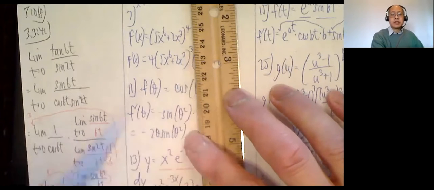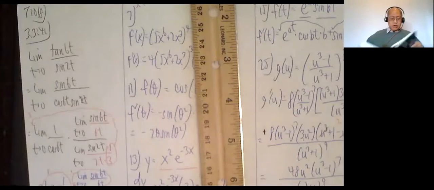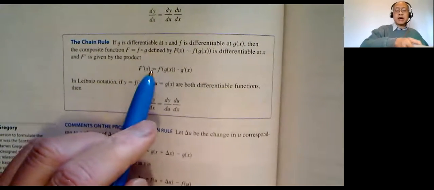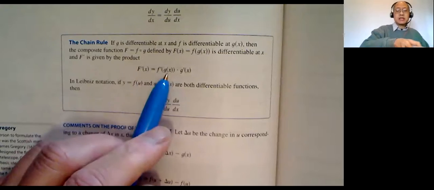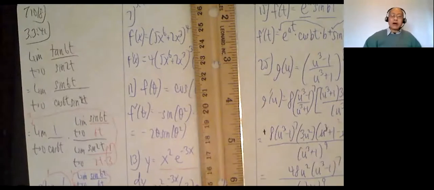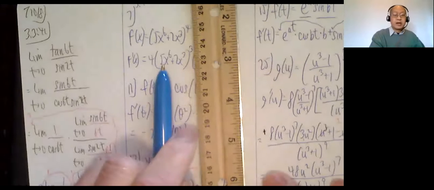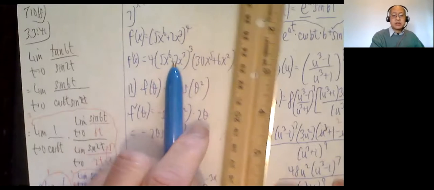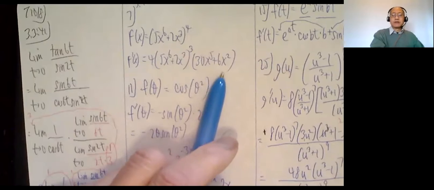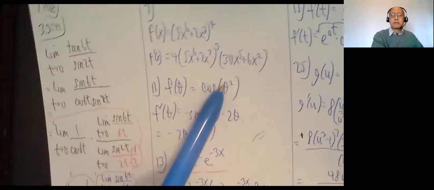But the chain rule now says it's times the derivative of the inside function. Okay, so we did the derivative of the outside with respect to the inside, and then times the derivative of the inside function. So now I have to differentiate 5x to the 6th plus 2x cubed. So that's equal to 30x to the 5th plus 6x squared. Okay, so that's how the chain rule now works.